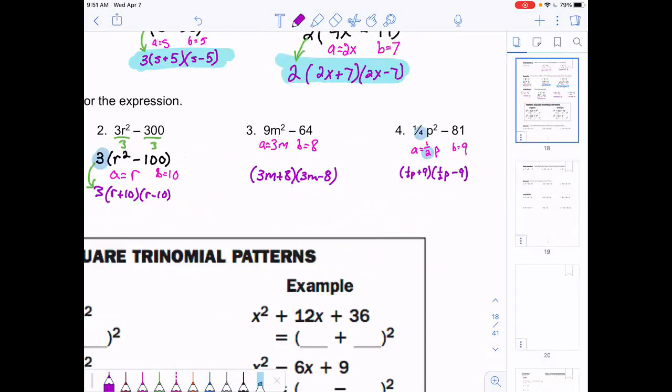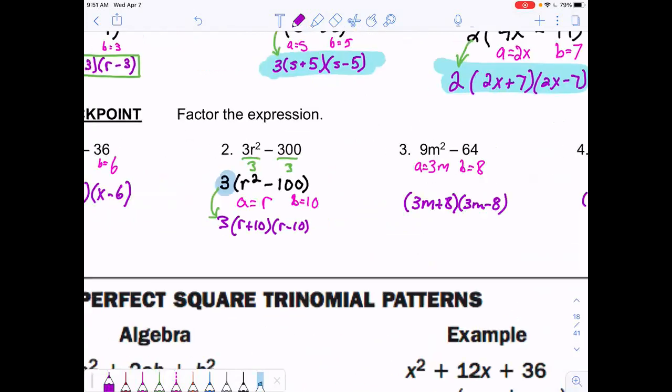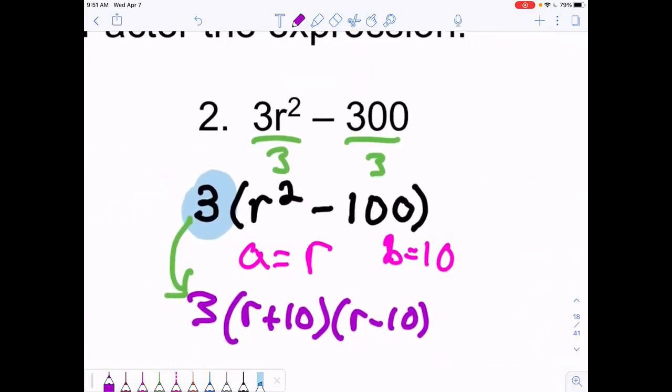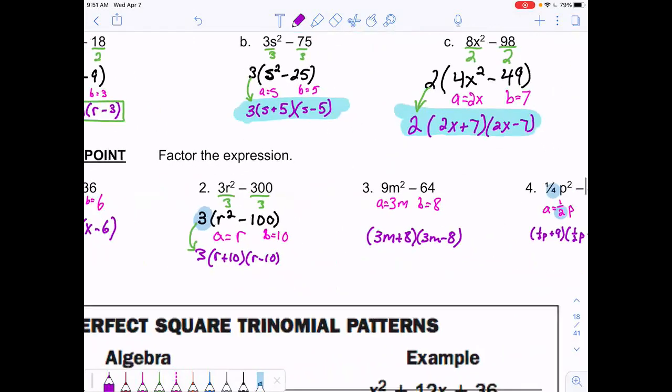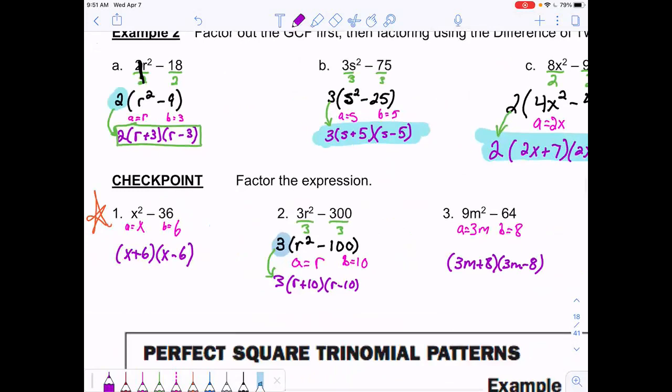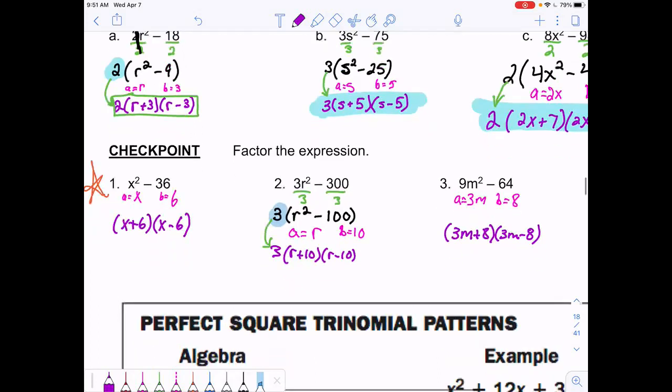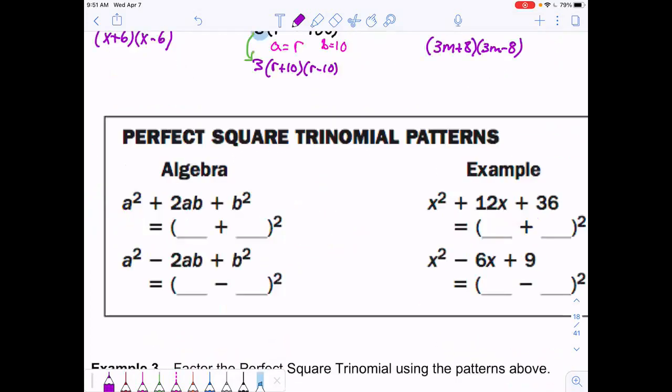Yeah, so looking at the problems we did yesterday, notice the problems we did yesterday all have 2 terms. So 3r² minus 300, 9m² minus 64. Up above, we had 2r squared minus 18. They all have two terms. So when there's two terms, it's called the difference of perfect squares. Today, instead of dealing with two terms, we're going to look at trinomials, which are three terms.